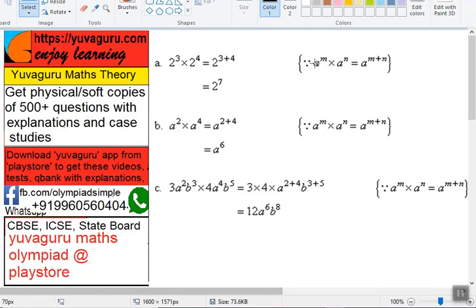See this example. a raised to m into a raised to n equals a raised to m plus n. 2 raised to 3 into 2 raised to 4 equals, see here, the bases are same, 2 raised to 3 plus 4. Add them, right? So it becomes 2 raised to 7. Means what? 2 raised to 3 is 8 and 2 raised to 4 is 16. 16 into 8, the answer will be 2 raised to 7, that is 128. So if you solve, both the answers are 128 only.